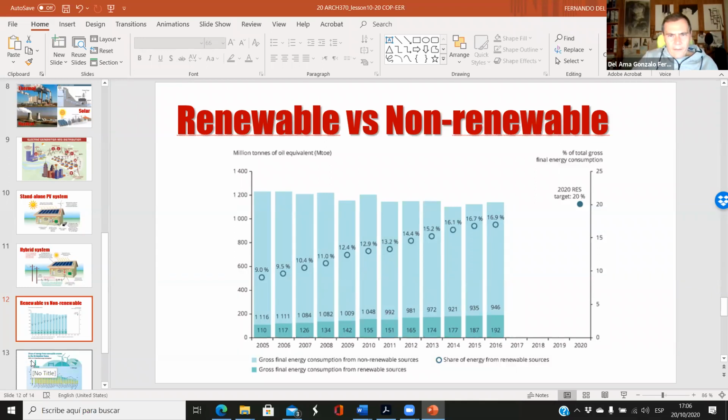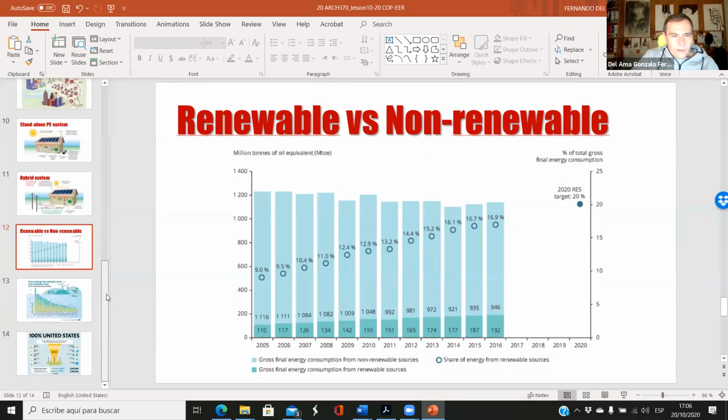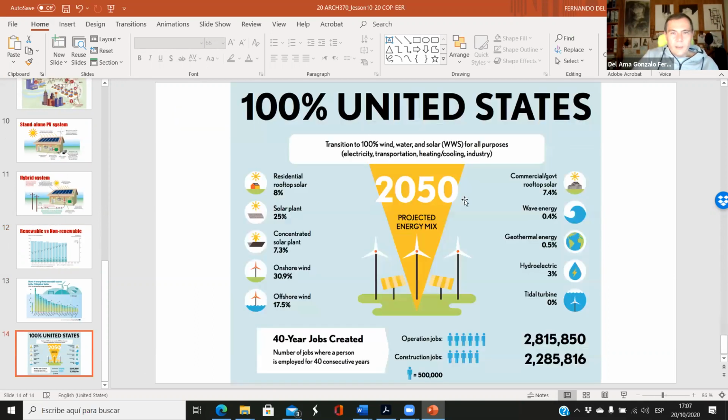So here I have some graphics about the European Union and the United States. Why? What about China? Well, I don't know. I'm not familiar with China, and I'm sure that what happens in China matters. But I'm living in the European Union, or I used to live in the European Union, and now in the United States.